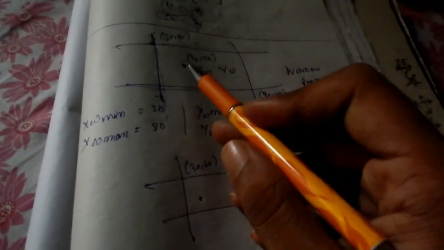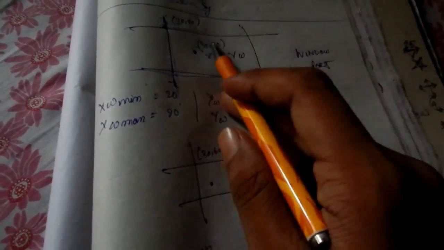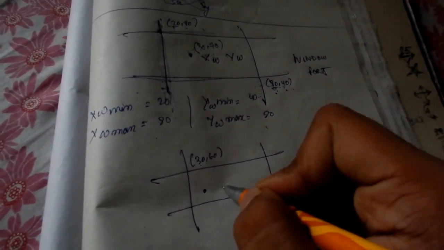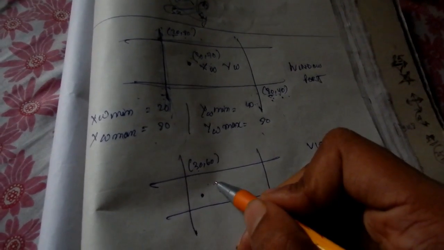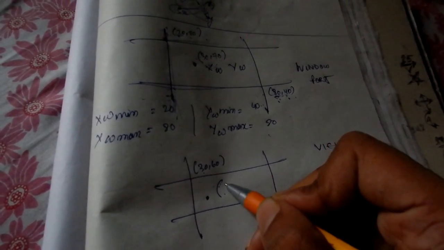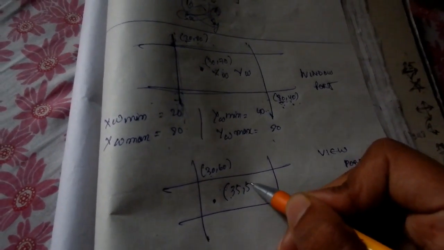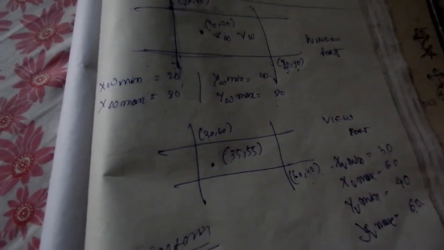That means if there is a point 30, 70 in the window, and I want to represent it in my viewport, then the coordinate of that point will be 35, 55 on my viewport.